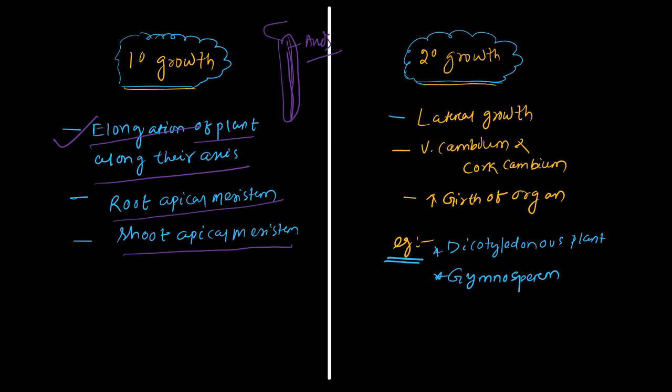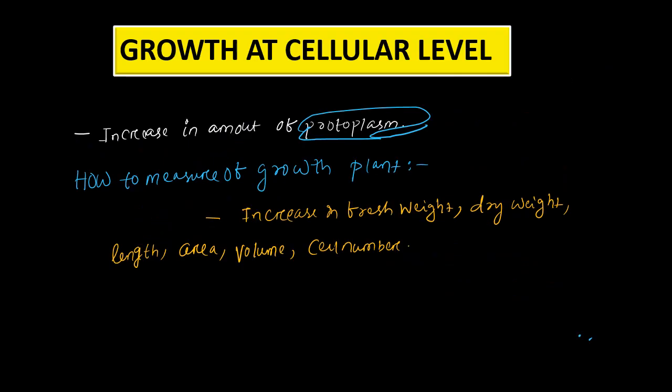Next is secondary growth. Secondary growth is the lateral growth. This growth we see at the vascular cambium and cork cambium. Also in secondary growth, there is an increase in the girth of the organ. This is seen in examples like dicotyledonous plants and gymnosperms. This shows secondary growth.